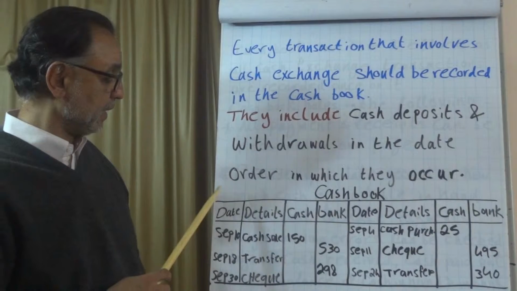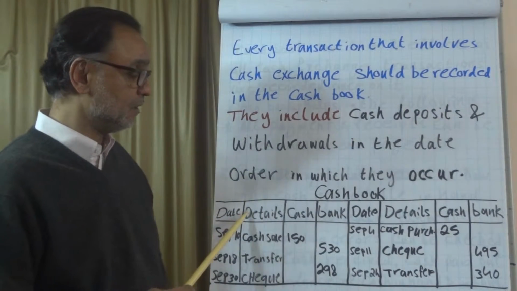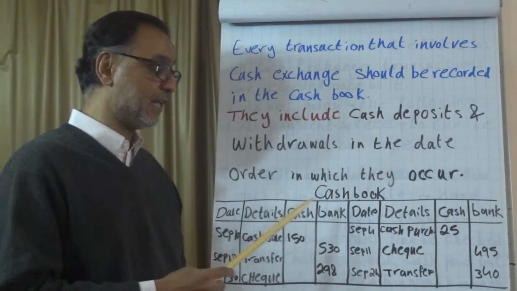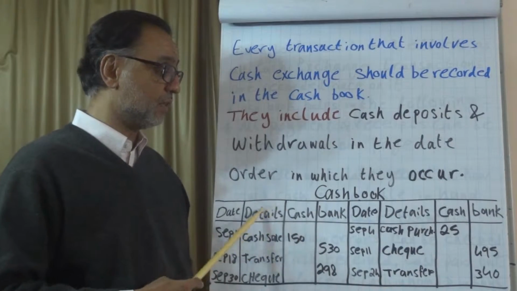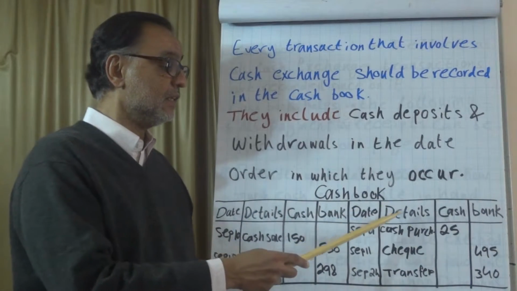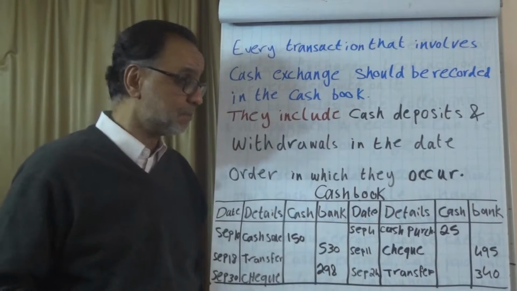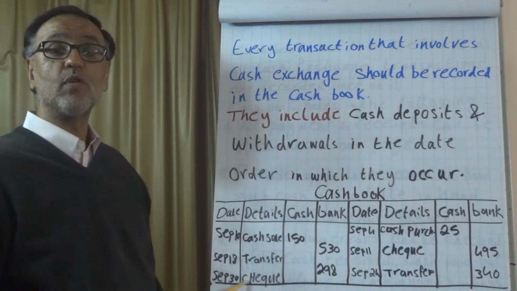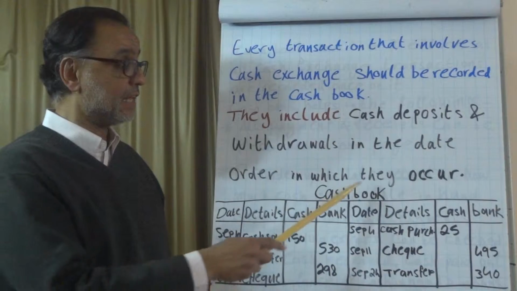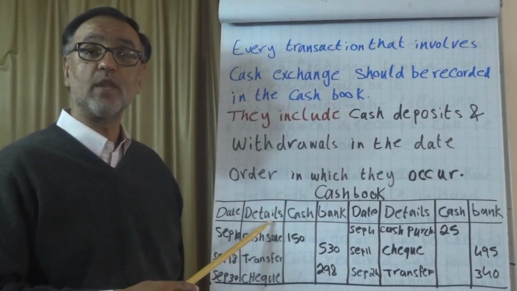We start with the date, details. Then we have cash, that's cash in hand, and bank. This is the debit side. And on the credit side, we have date, details, cash, and bank. The debit side will record all the receipts, and the credit side will record all the payments.